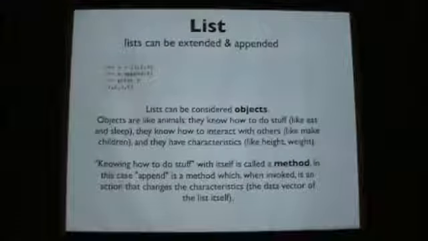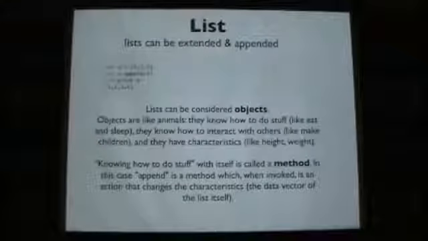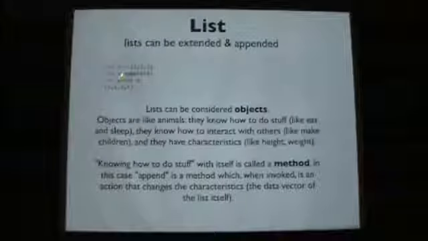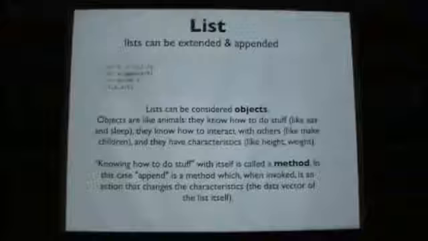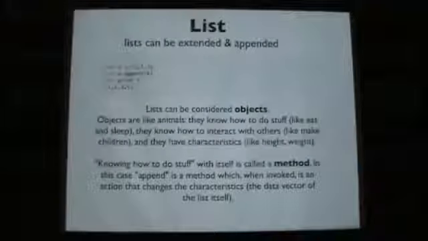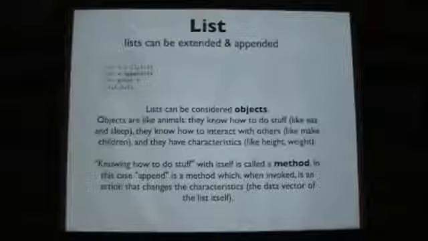They know how to do stuff like eat and sleep. They know how to interact with others, like have babies. They have characteristics like height and weight. And knowing how to do stuff is called a method. In this case, this append method, denoted with a dot, when invoked, is an action that changes the characteristics, the data vector of the list itself. Sometimes we call characteristics attributes. So there's actual data associated with this V, and there's a bunch of methods associated with this V.